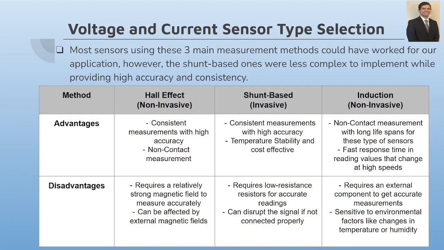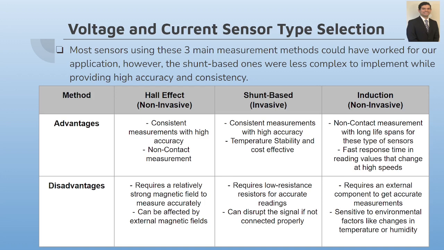For the voltage and current sensor, we considered different methods that accurately measured these two values, and we selected the method that was the most appropriate for our project. The sensors that use the Hall effect principle or the induction method mainly added an additional layer of complexity for our specific application. These two methods would have required additional components to guarantee accurate readings, such as a current clamp.